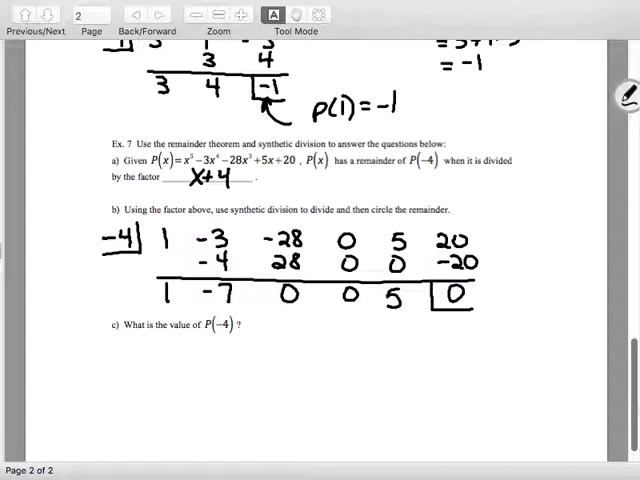So are you getting a remainder of 0? Okay, so what that means, P of negative 4, it's the opposite of this number, is the same thing as the remainder.